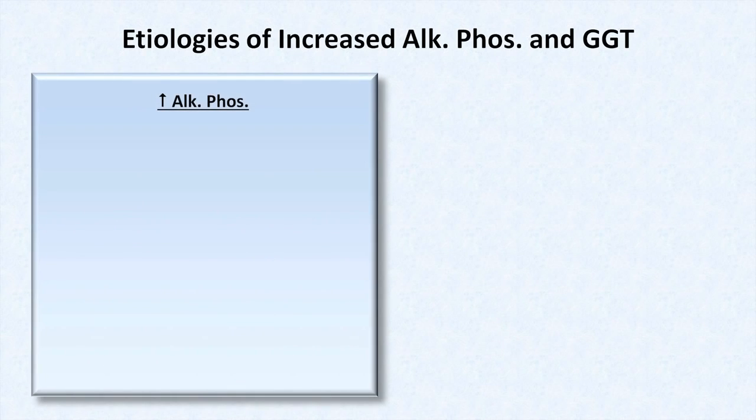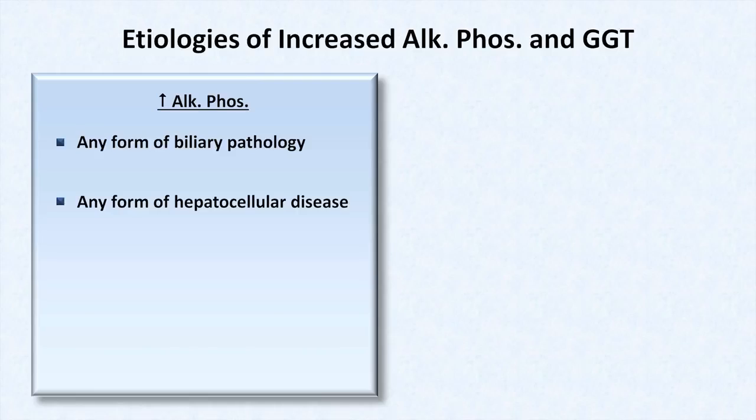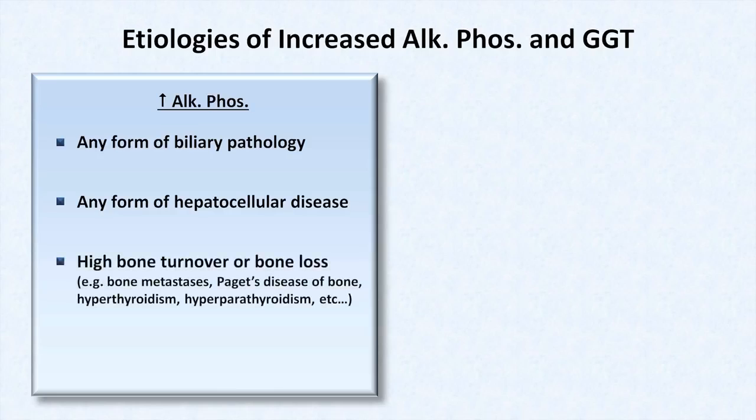So let's compare the etiologies of increased alkaline phosphatase and GGT. The most important general etiology of a high ALK-Phos is any form of biliary pathology. Next, any form of hepatocellular disease, though elevations from hepatocellular disease on the whole are less dramatic than those from biliary disease. Then any cause of high bone turnover or bone loss, such as bone metastases, Paget's disease of bone, hyperthyroidism, or hyperparathyroidism. And the last major cause of a high ALK-Phos is normal pregnancy, where elevations tend to be more modest than in the above three categories.